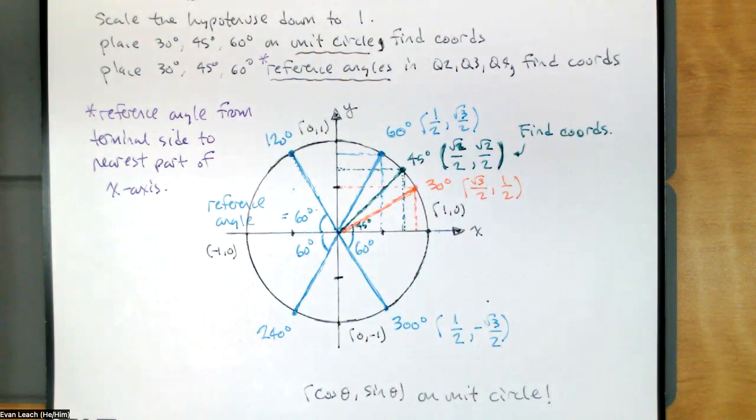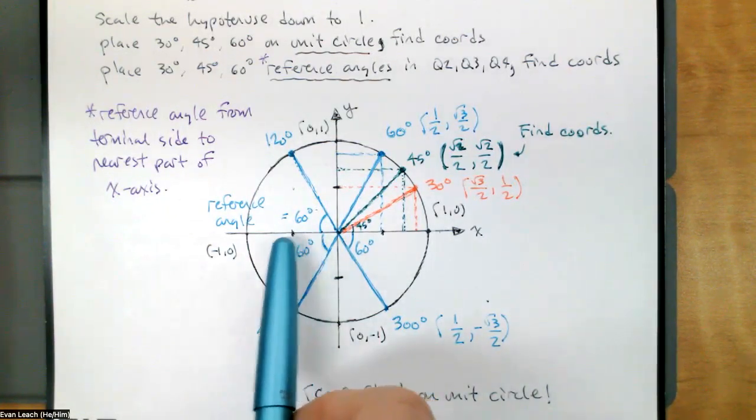Now that we have coordinates for 30, 45, and 60-degree angles in quadrant 1, we want to move those angles into the second, third, and fourth quadrants with reference angles. A reference angle is measured from the terminal side to the nearest part of the x-axis. As you can see, we've put a 60-degree reference angle in quadrant 2, 3, and 4.